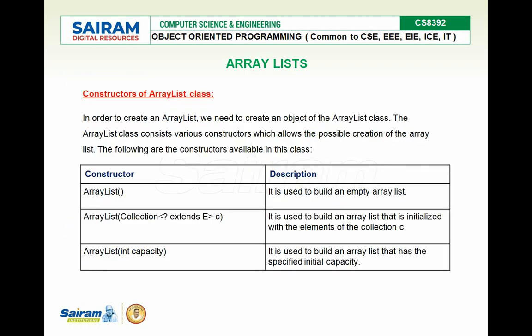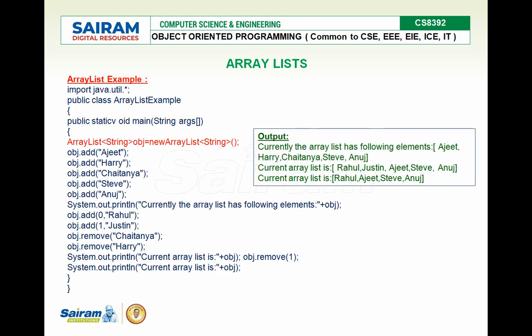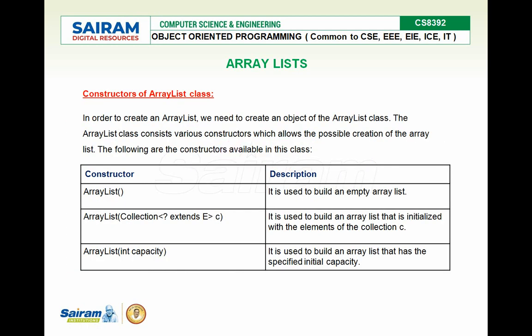We are having some constructors. As I said in the beginning, for creating an array list, we have a constructor called the array list constructor. Like this, we have a few more constructors, and we'll see them one by one. The array list constructor is going to create an empty list. So initially we are creating an empty array list, and thereafter we are adding the array elements. That's the first constructor.